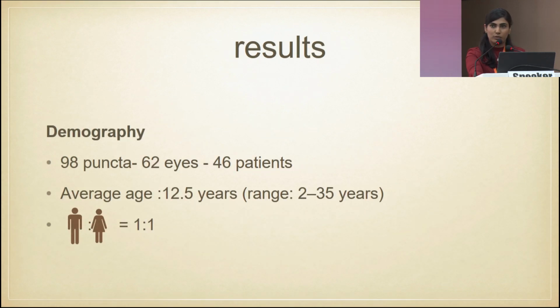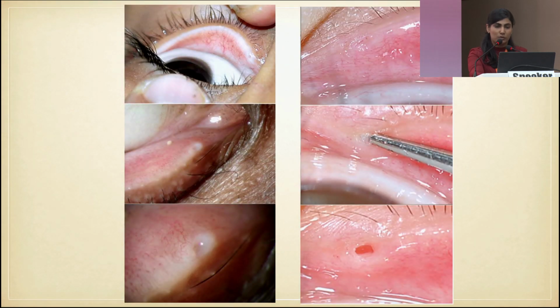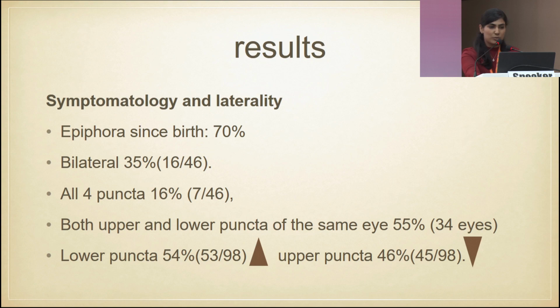On demography, we included 98 puncta of 62 eyes of 46 patients, with an average age of 12.5 and a female to male ratio of 1:1. So this is the methodology as explained, and here in the end we have a complete hollow punctum seen on slit lamp. The patients presented with epiphora since birth, about 70% of them. Bilaterality was seen in about 35%. All 4 puncta were involved in 16% of patients. Both upper and lower puncta of the same eye were involved in 55%. Lower puncta were slightly more, at 54%, and upper puncta 46%.